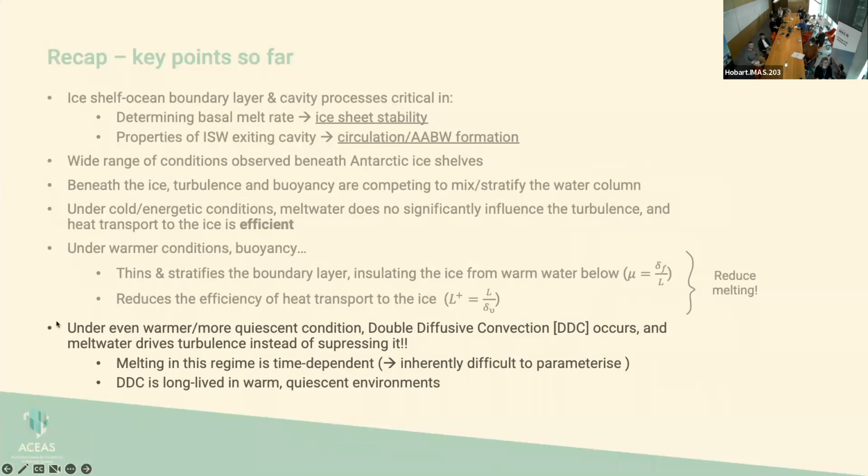So yeah, I guess the bit that we added to the puzzle here is that if we move to even warmer or more quiescent, less energetic conditions, we get this totally new process occurring called double diffusive convection. So I spent a lot of time talking about how meltwater suppresses turbulence, but in this scenario, you can actually drive turbulence due to the meltwater. And melting in this regime is dependent on time, which makes it inherently difficult to parameterize. And yeah, this process could be short-lived or long-lived, depending on the cavity environment that you're in. Okay.